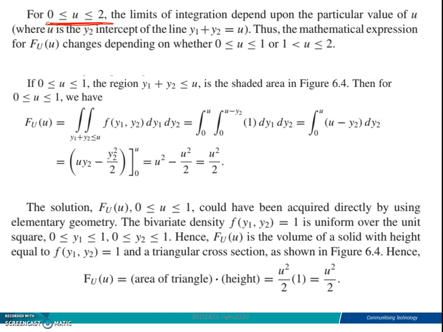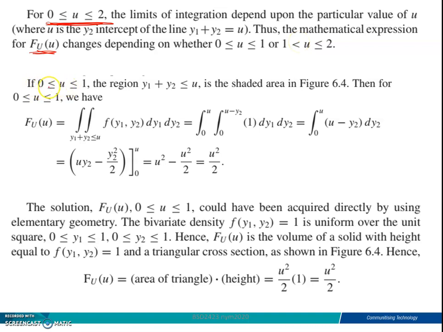The limit of integration depends upon the particular value of u, because u is the y2 intercept of the line y1 + y2. So the mathematical expression for the distribution function of U changes depending on whether u is between 0 and 1 or between 1 and 2. So we look at them one by one.